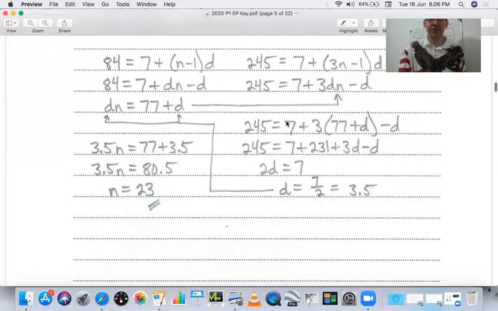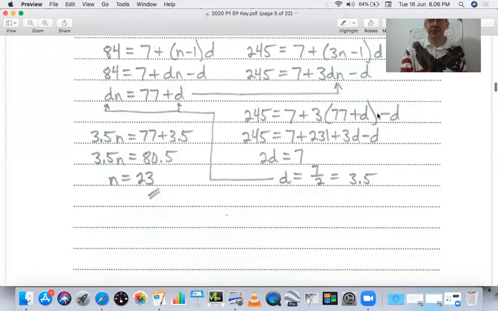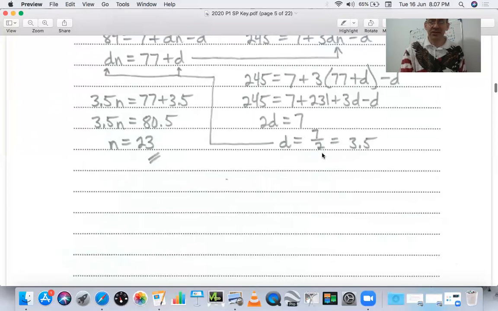So we get 245 equals 7 plus 3 times, substitute in the 77 plus d, and then we have a minus d. So as we distribute the 3 through to get rid of the parentheses, we get 231 plus 3d, and then as we simplify it, 3d minus d is our 2d, and when we take this 231 and 7, which would be 238, and subtract it from 245, we get 7. Divide by 2, d is 7 halves, or 3.5, whichever one you want to work with.